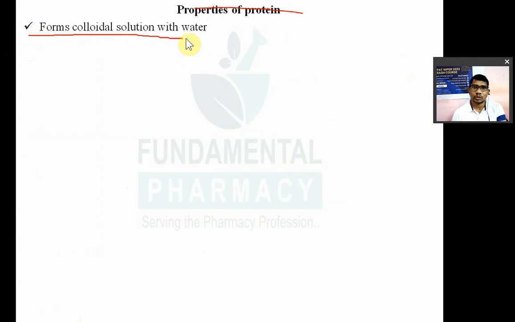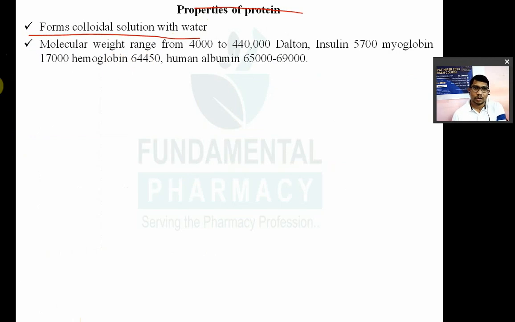If you try to dissolve a protein in the water, so you will get a colloidal solution because of the hydrophobic nature of your amino acids. तो अगर आपने अंडे का जो प्रोटीन है उसको अगर वाटर में डाल दिया तो कोलोइडल सॉल्यूशन बनेगा. तो मोलिकुलर वेट ऑफ प्रोटीन दे डिपेंड्स.